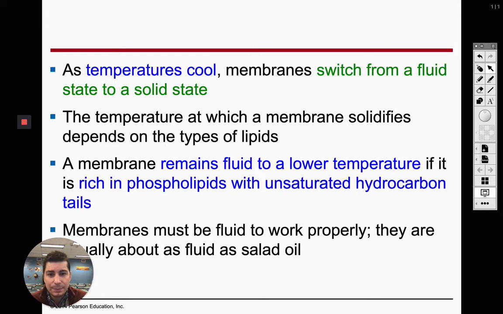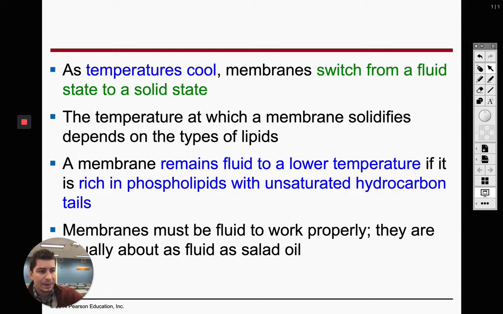But as the temperature cools inside your body, what's going to happen is our cell membranes are going to be less fluid. They're going to go from a liquid state to more of a solid state. We do not want this. We want our membranes to be nice and fluid, okay?